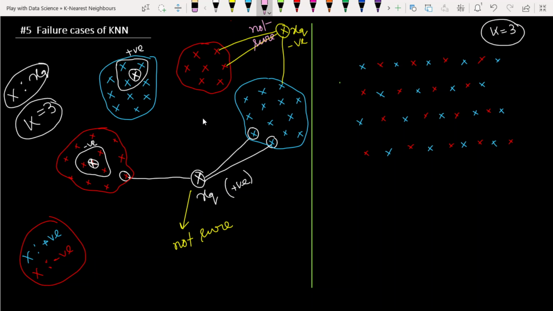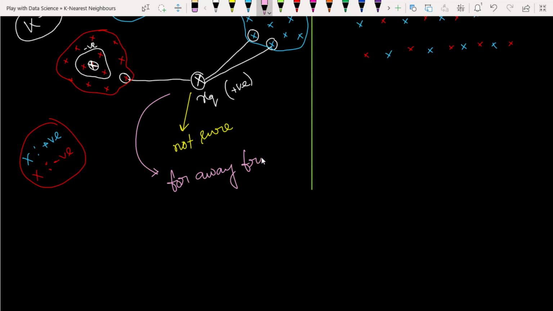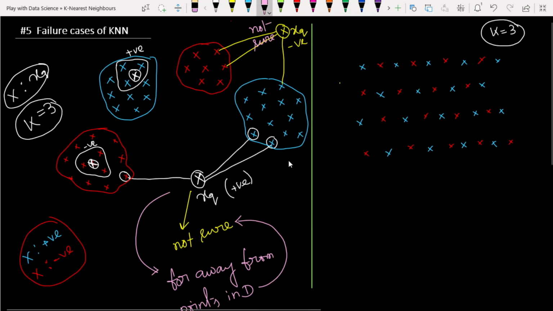So we can easily see that if our data point is far away from the other points, we cannot actually be sure. If the points are far away in the data set D, then we are not sure about our data point.